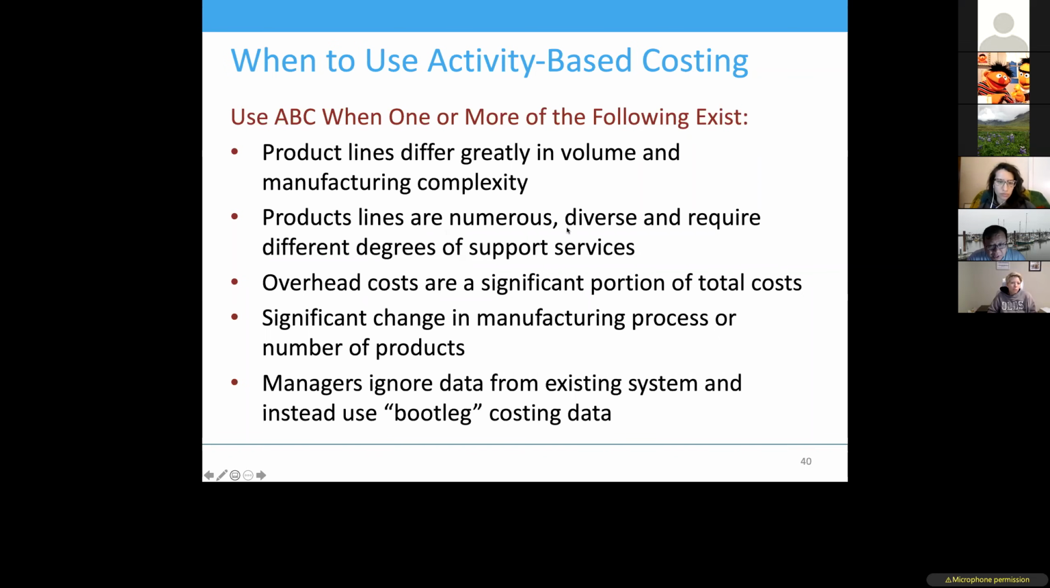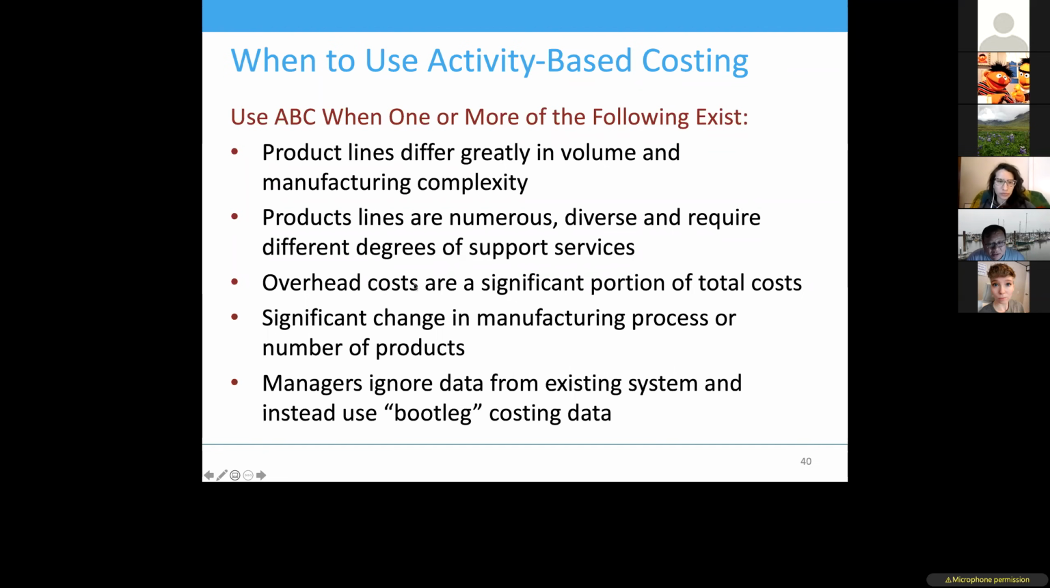Product lines are numerous, diverse, and require different degrees of support service. Again, this support service would be the source of the overhead cost. If one production line needs more support service versus another that needs only minimum support service, it's only fair to assign that overhead cost accordingly, depending on the degree of usage.